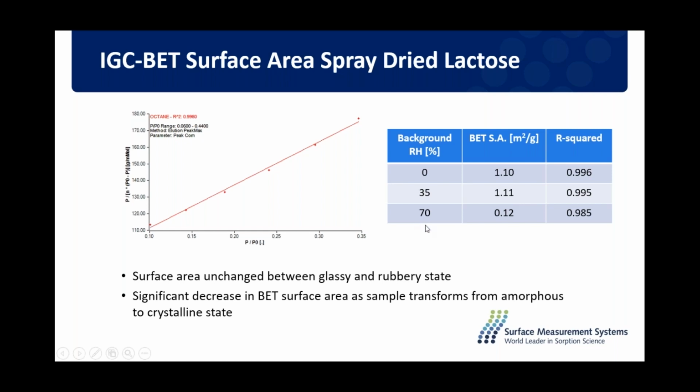However, when you expose the sample to 70% relative humidity, you can see the surface area decreases dramatically by about a factor of 10. Not surprising, as the crystalline phase will have a much lower surface area than the amorphous phase. So we can do all of this in situ on the same exact column. Pack the amorphous column, measure it at 0% relative humidity, then measure it at 35% RH, then measure it at 70% RH. And we can directly see how moisture is causing these different phase changes on the sample.